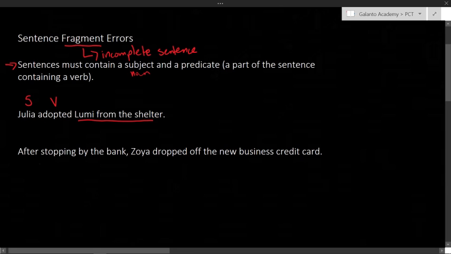So this next sentence is a little bit trickier. After stopping by the bank, Zoya dropped off the new business credit card. So this is our dependent clause, and you're not going to be finding your subject in the dependent clause or the introductory element. Zoya is our subject here. Dropped is our verb, which is part of the greater predicate.